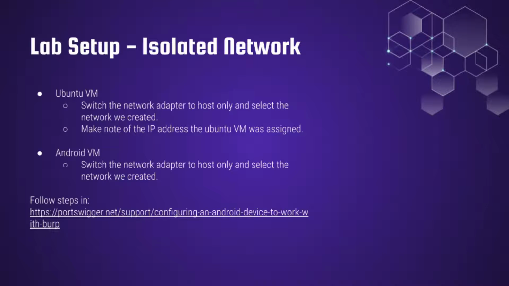So now we configure the network adapters of the VMs to use the host-only network that we just created. We make note of the IP address that the Ubuntu VM was assigned since we'll be using that one to set up the proxies on the Android VM. For this demo, we will show us using burp, although we did try to set up several tools.